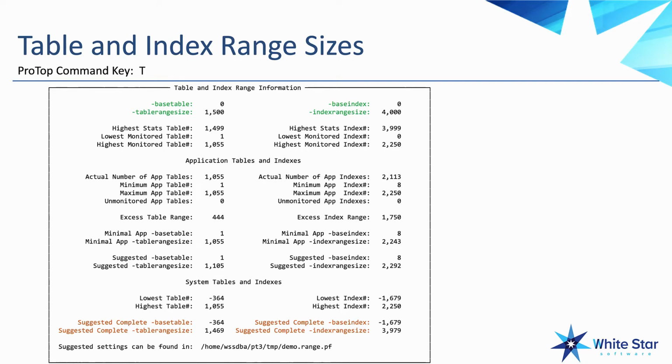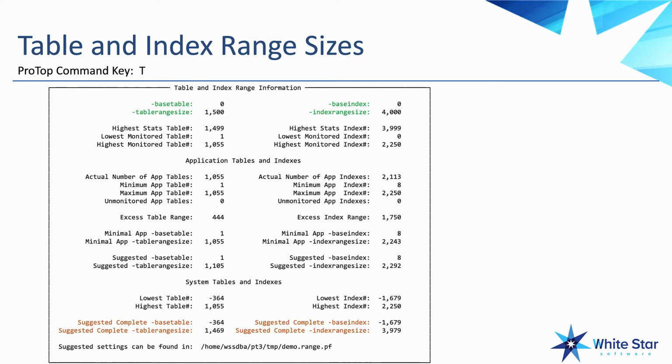There are basically two approaches you could take. You could set things up so that application tables and indexes are covered, which is the minimal approach here, or you could go for the complete approach, which includes the system tables and indexes. So you'll be able to see what's happening with the schema information.